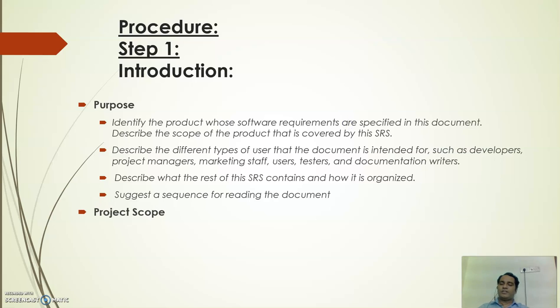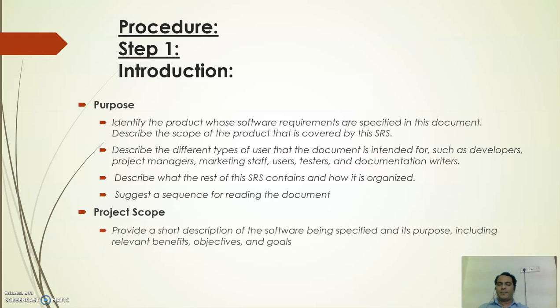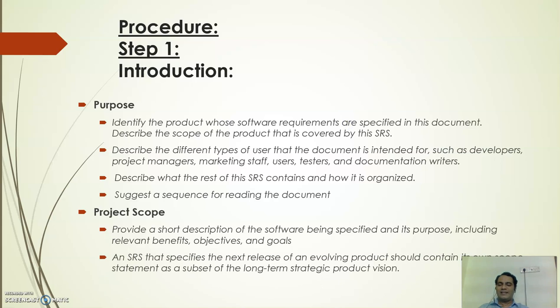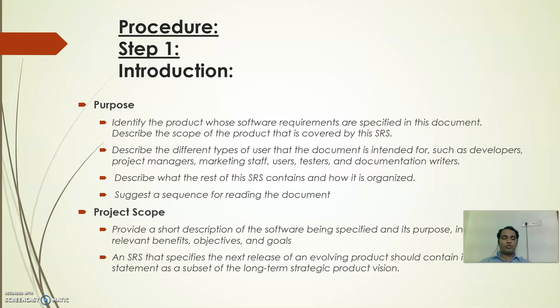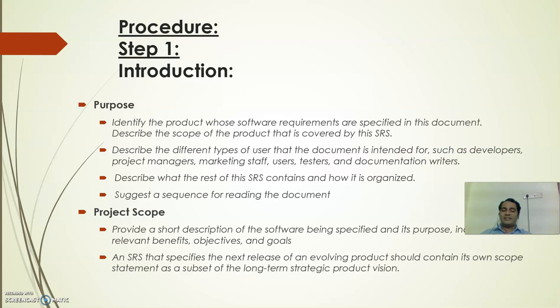Then we need to mention the project scope: what belongs to the project and what does not belong to the project. The boundaries need to be clearly specified. Provide a short description of the software being specified and its purpose, including relevant benefits, objectives, and goals. An SRS that specifies the next release of an evolving product should contain its own scope statement as a subset of the long-term strategic product vision.